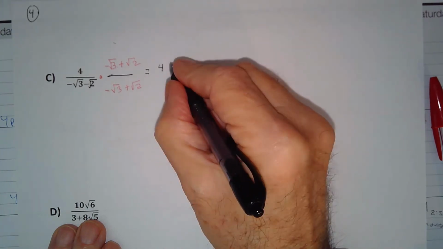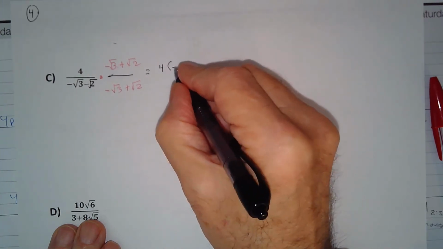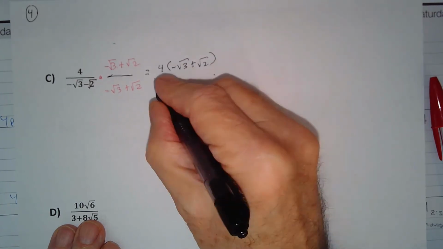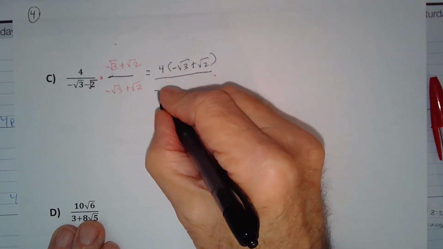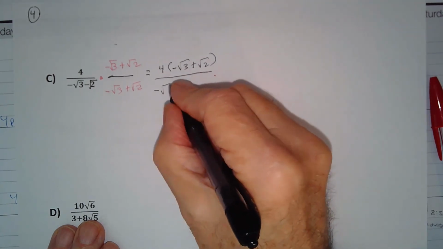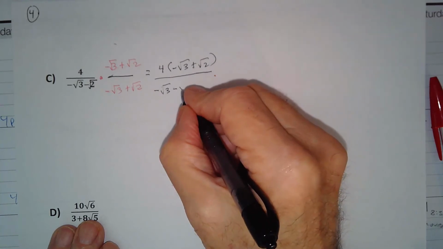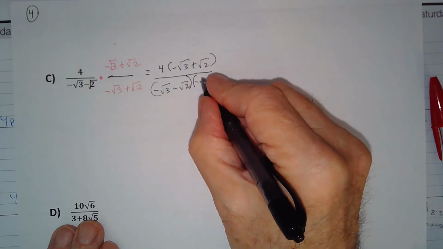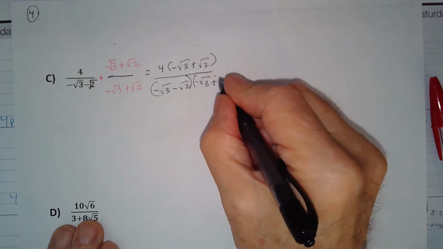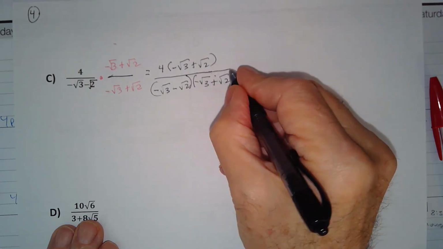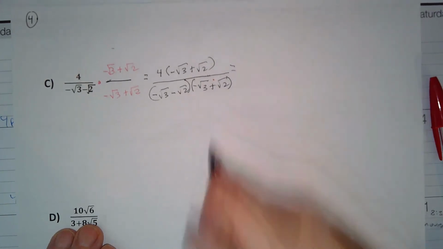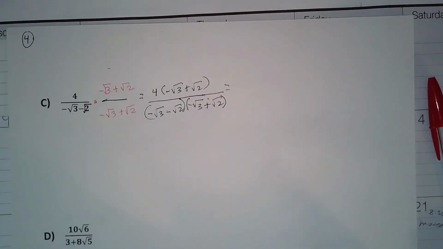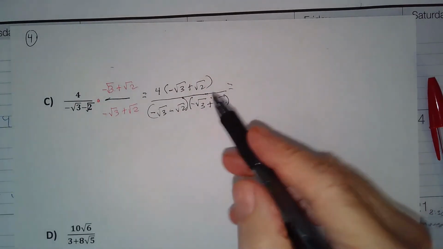So 4 times negative square root of 3 plus the square root of 2 divided by negative square root of 3 minus the square root of 2, times negative square root of 3 plus the square root of 2. All right, so we have to be very careful about our negatives and our positives and where they're at. Otherwise, we make mistakes. And I'm very prone to those, as you well know.